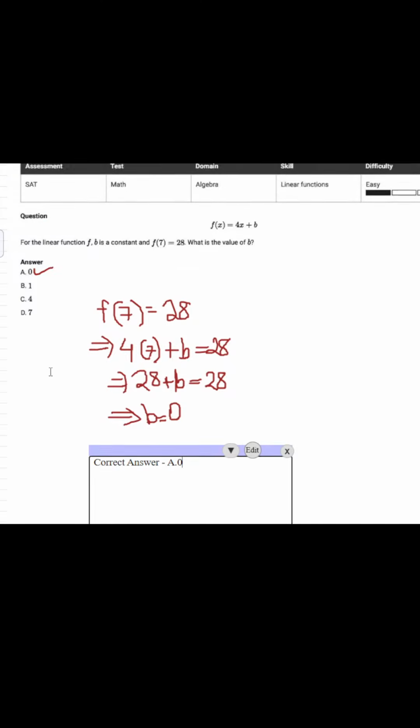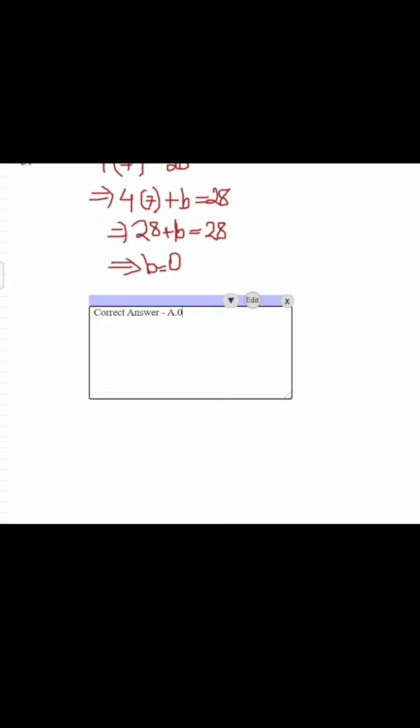Okay, so now let us move to the next question. This is the last question for today. Let us see what this question is about. This is again a linear equations in two variables question. The difficulty level is hard for this question. So let us read the question.